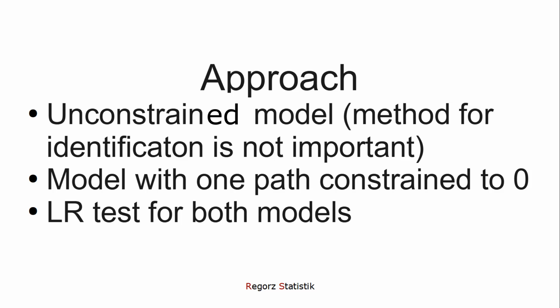And then we run a likelihood ratio test or chi-square difference test between both models, in order to see whether the model with this path constrained to 0 fits significantly worse than the model without this constraint. And if this likelihood ratio test is significant, then we know that this path is not equal to 0, so we have shown the significance of this path.